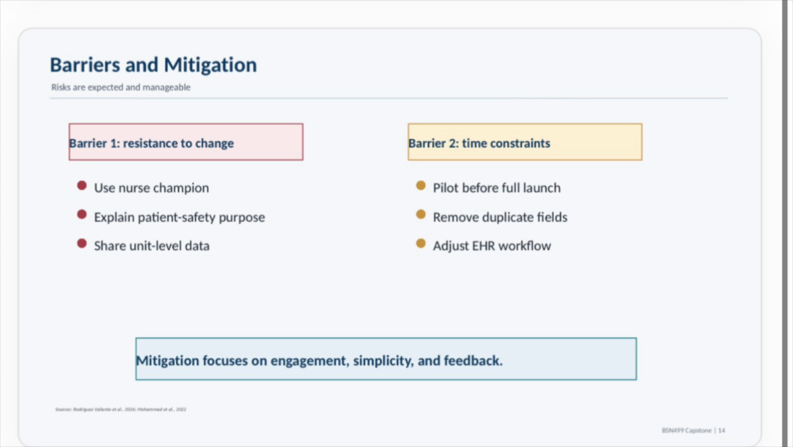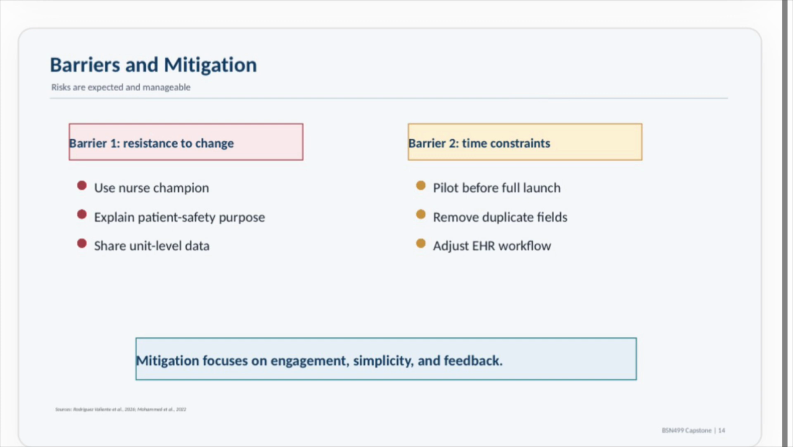Slide 15, Barriers and Mitigation. 2 potential barriers are expected. The first is resistance to change. Staff members may believe that their current assessment method is already adequate, or may worry that the protocol adds another documentation burden. Rodriguez-Valiente et al. show that wound care barriers may include knowledge gaps, professional insecurity, communication problems, and institutional constraints. Resistance should therefore be addressed through early involvement, explanation of the patient safety purpose, case-based education, and unit-level feedback rather than judgment.